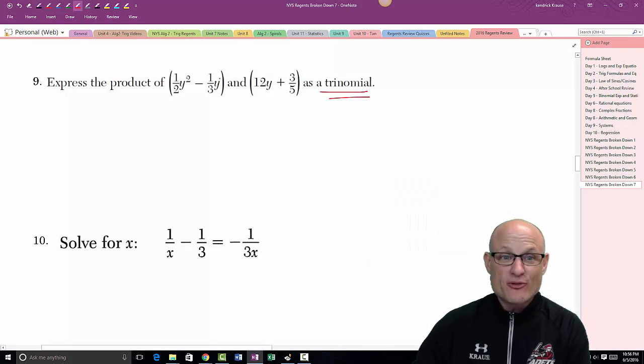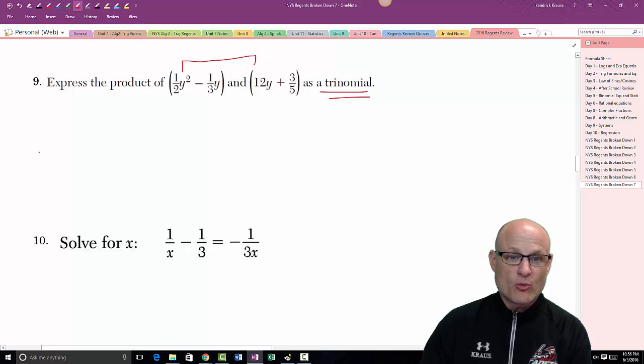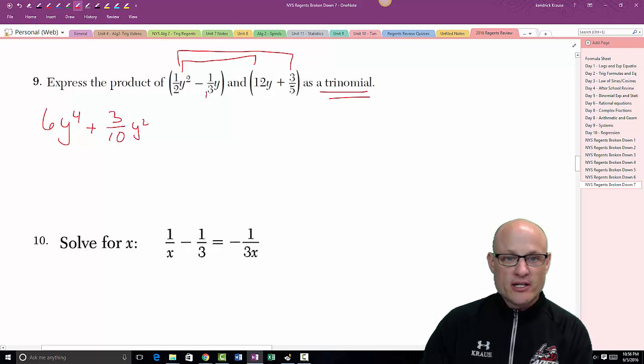It just means we're going to double distribute again. We're going to multiply these two together. 1/2 times 12, that's 6y to the 4th. 1/2 times 3/5 is plus 3/10 y squared. Negative 1/3 times 12 is negative 4y squared, minus 1/5 y.